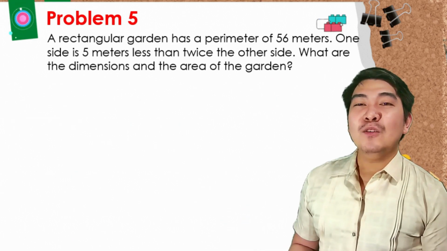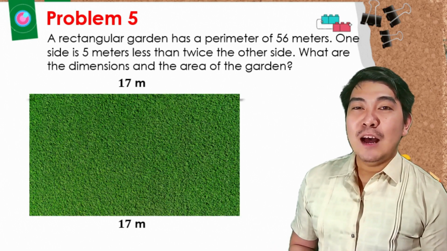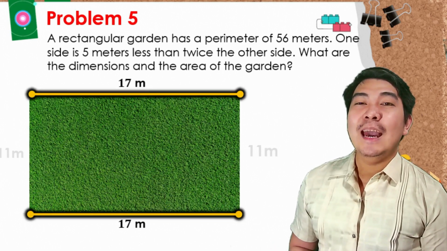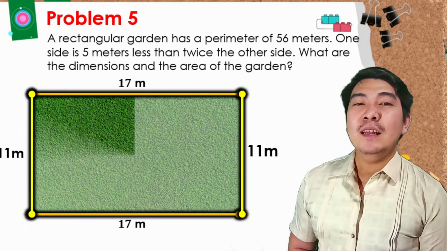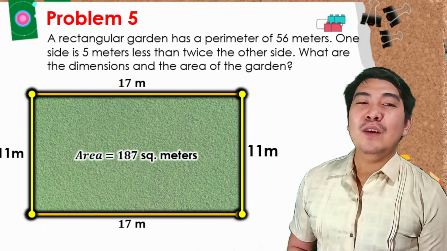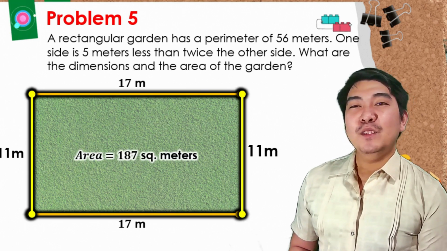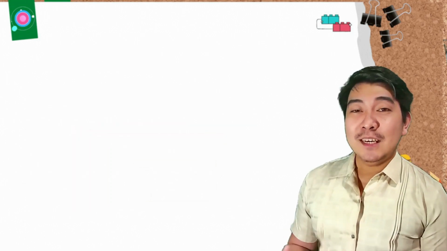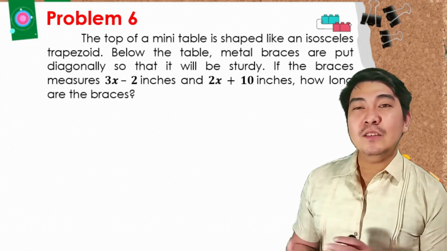So let us go back to our garden. So the length will now be 17 meters and the width will now be 11 meters. The area of the garden is 187 square meters. Let us now proceed with problem number 6. And problem number 6 is all about an isosceles trapezoid.